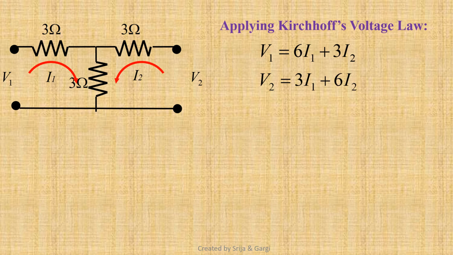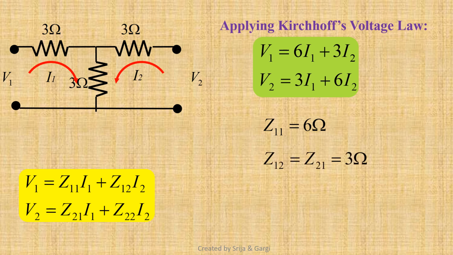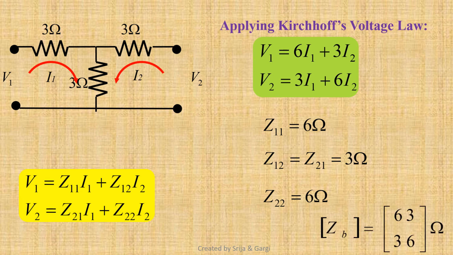The linear equations we used to describe any two-port network using Z parameters were V1 equals Z11 I1 plus Z12 I2 and V2 equals Z21 I1 plus Z22 I2. Comparing these two sets of equations, we can write Z11 equals 6 ohm, Z12 equals Z21 equals 3 ohm, Z22 equals 6 ohm. Therefore, we can write the matrix of ZB equals the matrix of 6, 3, 3, 6.